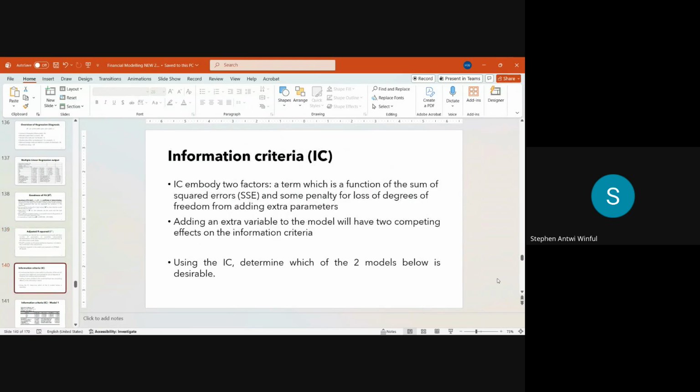All right. The next diagnostic tool is the information criterion. The information criterion embodies two factors: a term which is a function of the sum of squared errors, and some penalty for loss of degrees of freedom from adding extra parameters. So you see, one punishment was given to you by the adjusted R squared. This other criterion also has some punishment whenever you are adding more variables to your model.